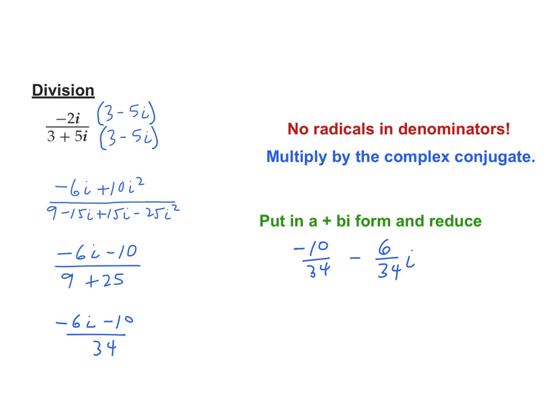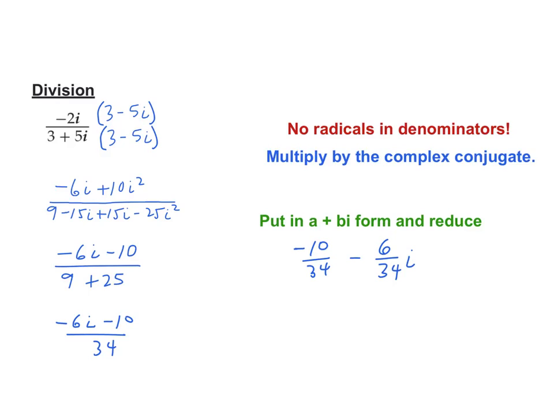This is the negative 10 over 34. That's the real part. And then the negative 6 over 34. And notice how I slid the i to the side. I did that instead of putting it up with the 6 because bi clearly displays that the negative 6 over 34 is the b, with the i kind of being separate. Now I just need to reduce.